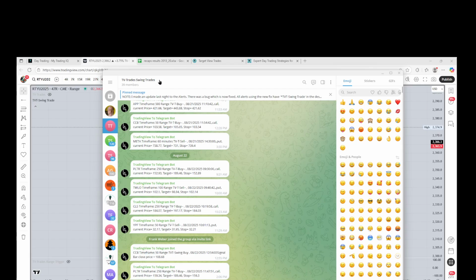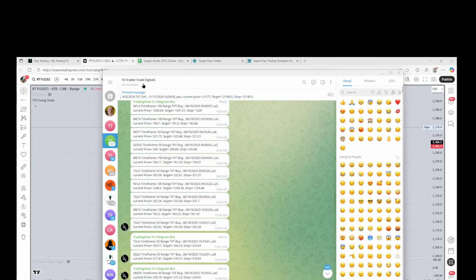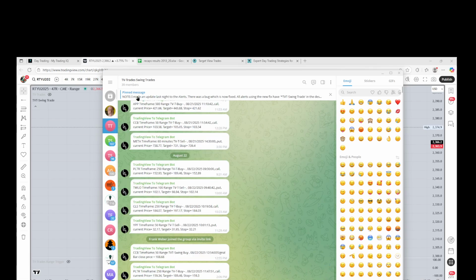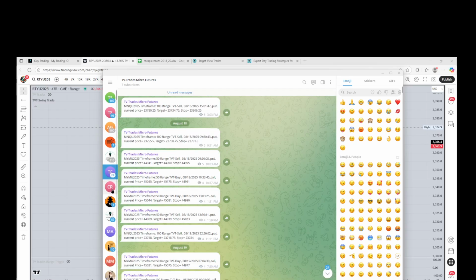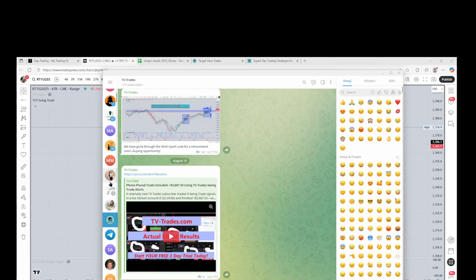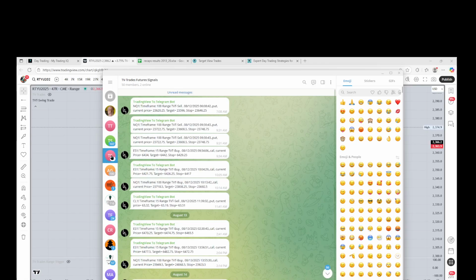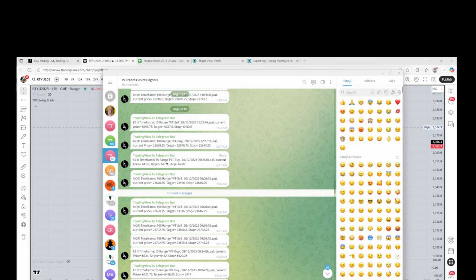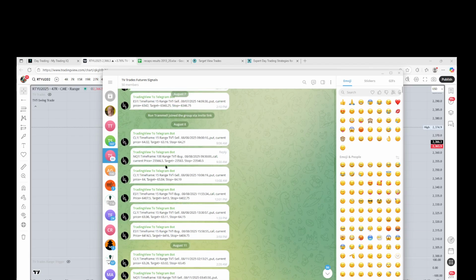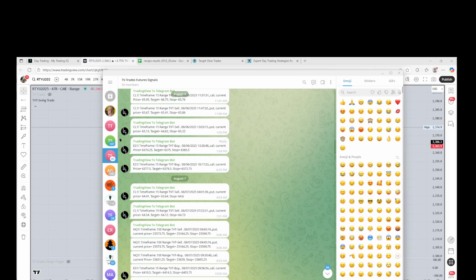And this is Telegram. Okay, and this is just one of the Telegram channels. This is the TV Trades Trade Signals. This is the TV Trades Swing Trades. This is the Micros. I think there's another one too. This is just the regular channel. And there's another one in here too somewhere. Swing Trades. Yeah, these are the ones right here. There's Future Signals. This has the NQ. These are on smaller time frames, right? Some of them. Yeah, some of them are smaller time frames, some are larger time frames, and it has just futures.